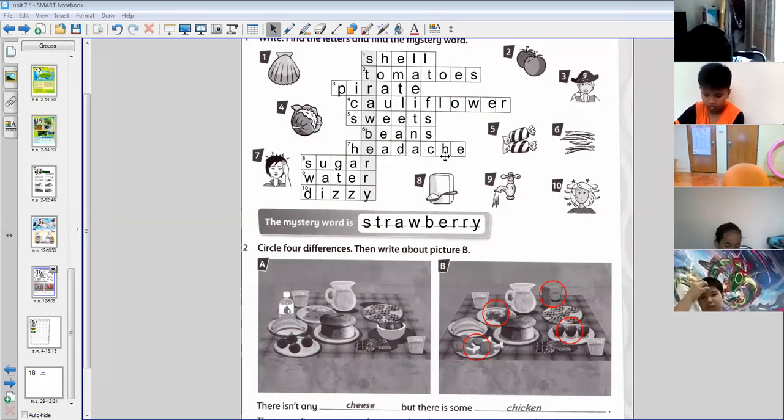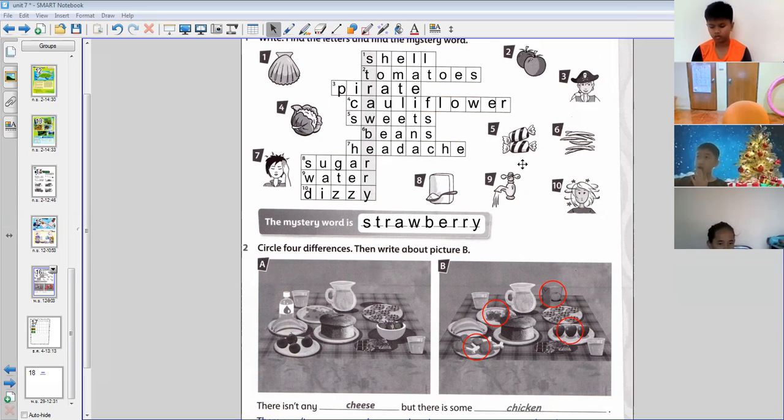Headache. We can make a sentence with headache. We're going back to a different unit now, aren't we? How do we make a sentence with headache? Anyone? Yes? I've got a headache. That's it. That's what I wanted. I've got a headache.